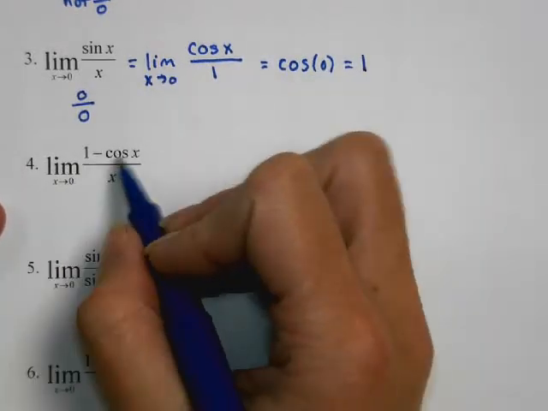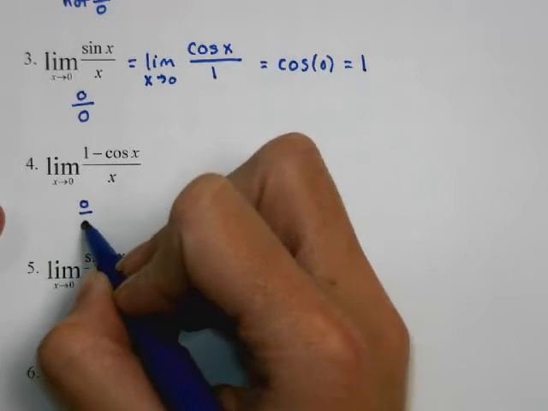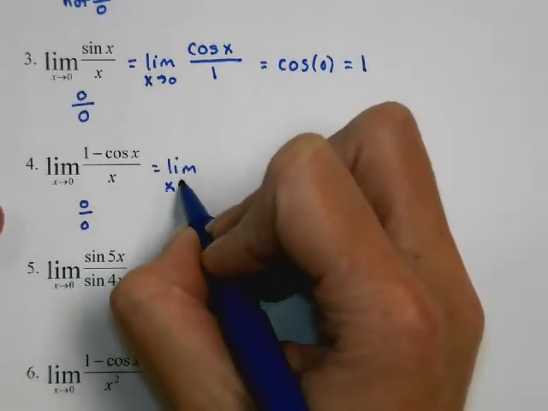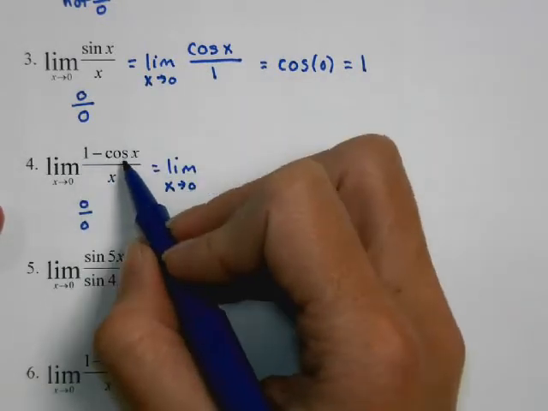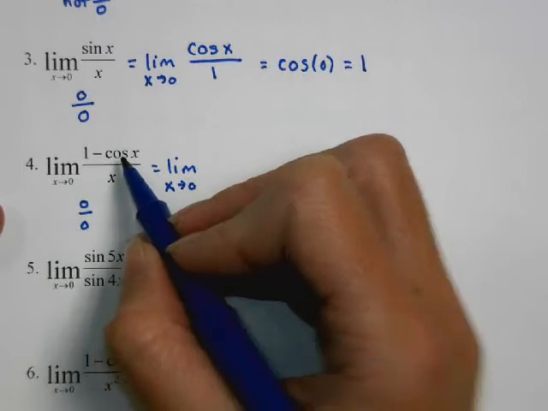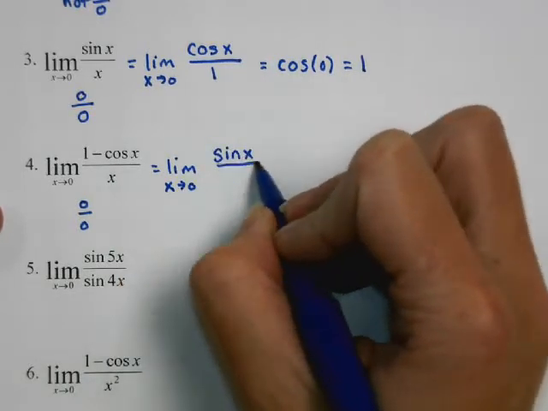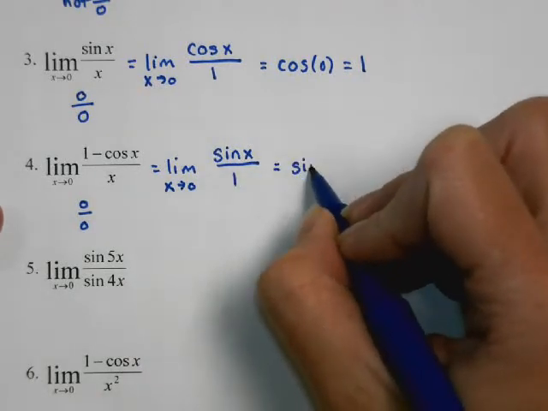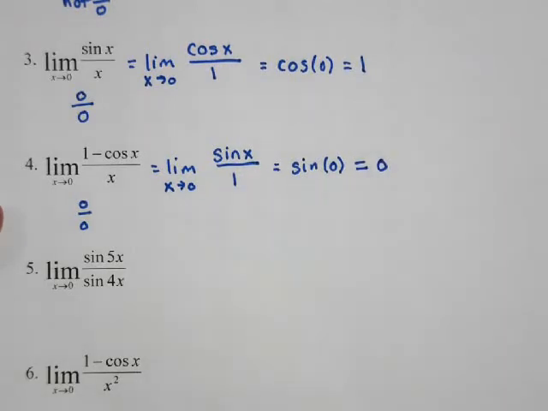Next one here, if I plug in 0, cosine is 1, so we're going to get 0 over 0. So we can use L'Hopital's rule. The derivative of the top, derivative of 1 is 0, derivative of cosine is negative sine, so this is going to be just a positive sine x over 1. So that's going to be sine of 0, which is 0.